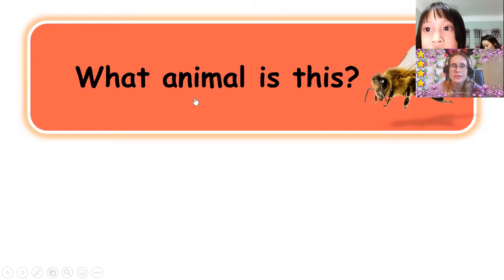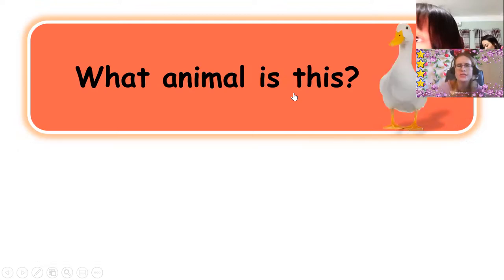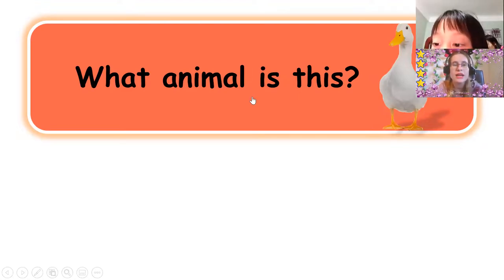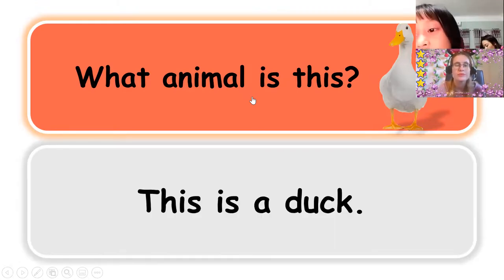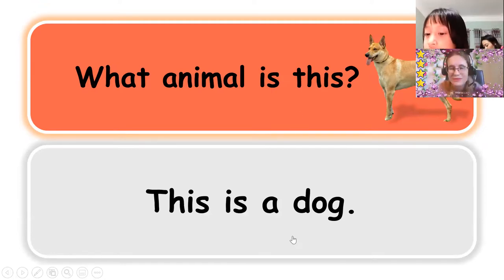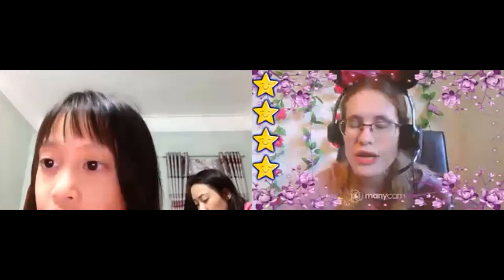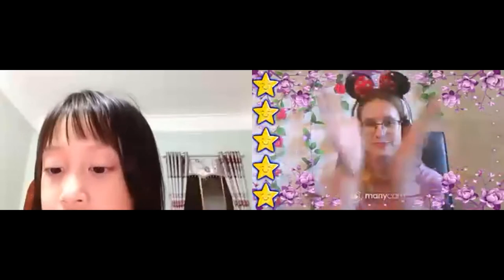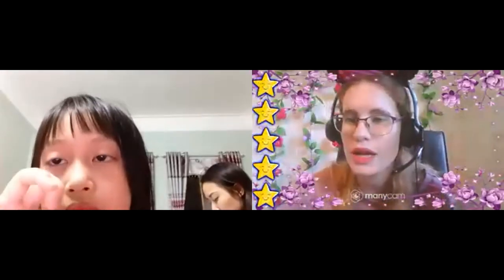What animal is this? This is a frog. Bee. Oh, good. Much better. Good work. This is a bee. Yes, it is. Quack, quack, quack. What's this? This is a duck. Woof, woof. What animal is this, Lucy? This is a dog. Yes, good job. Very good. All right. 5 stars. Yay. Nice.